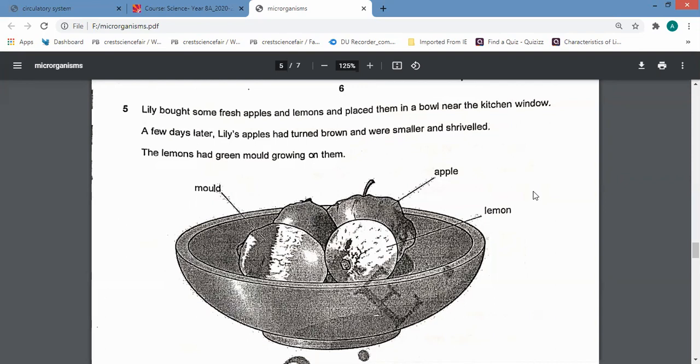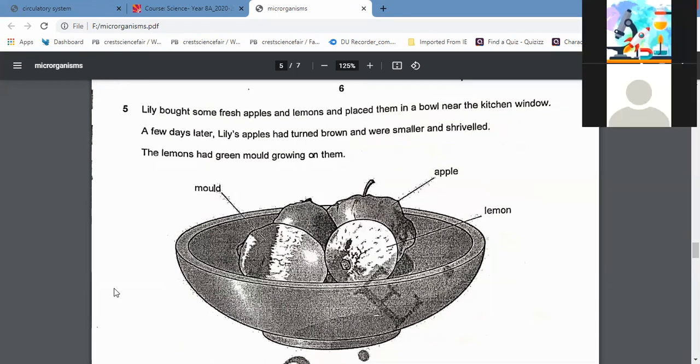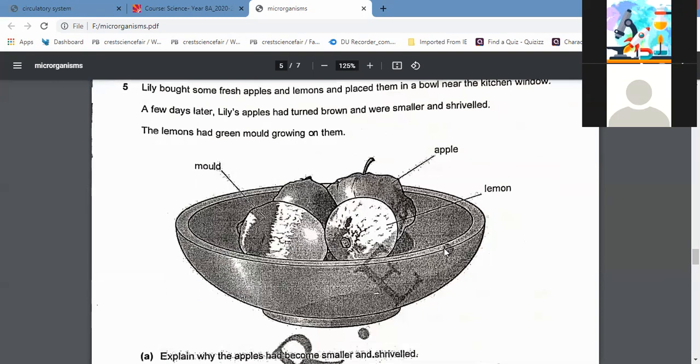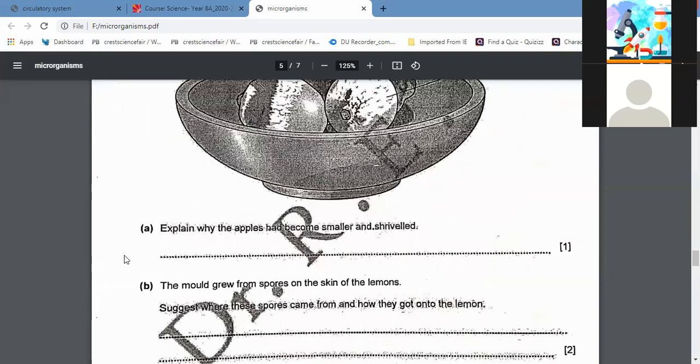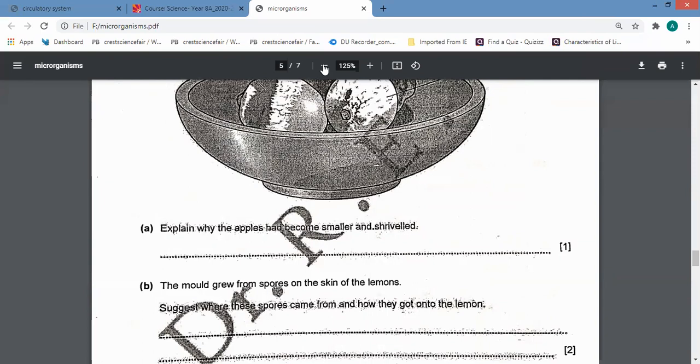Place them in a bowl near the kitchen window. A few days later, Lily's apples had turned brown and were smaller and shriveled. The lemons had green mold growing on them. As you can see, this bowl, the mold and apple and lemon. So first question, explain why the apples had become smaller and shriveled.